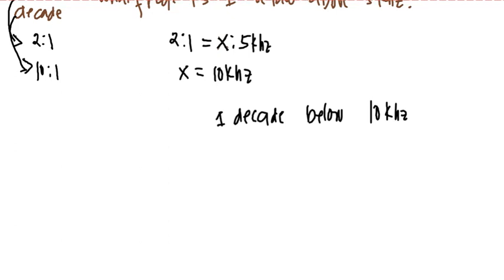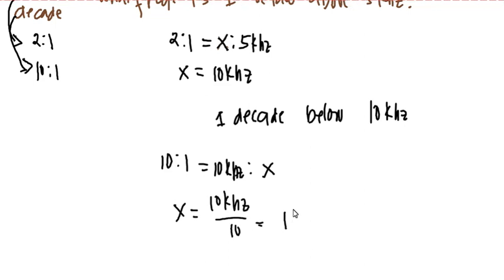So how do we solve it? Still the same, since it is a decade, we have the ratio 10 is to 1, so we have 10 is to 1 is equal to. Since it is below, the highest value goes first, so we have 10 kilohertz is to x. So we will have x is equal to 10 kilohertz all over 10, so we will have 1 kilohertz. So this now will be our answer.